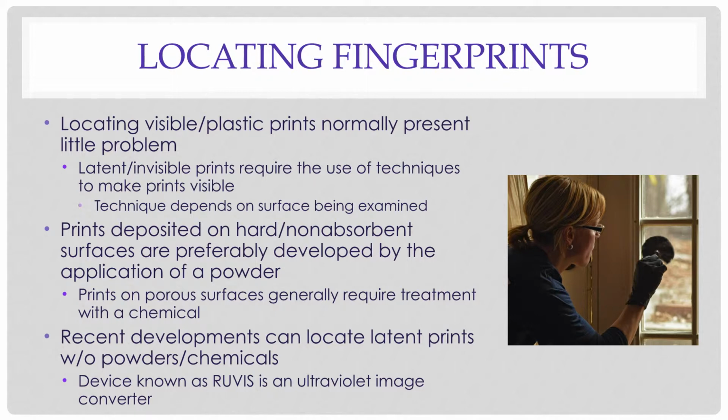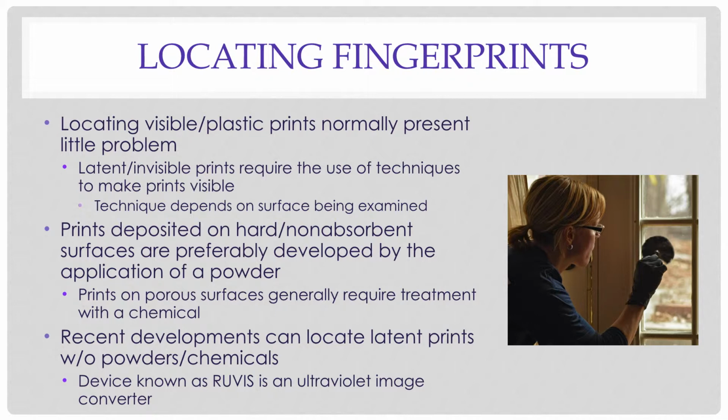Prints that are on a porous surface generally require a treatment with a chemical. So a porous surface would be things like paper, cardboard, clothing, sheets, things like that. That would all be considered porous, anything that's absorbent. And so that needs to be treated with a chemical in order to bring out that print.